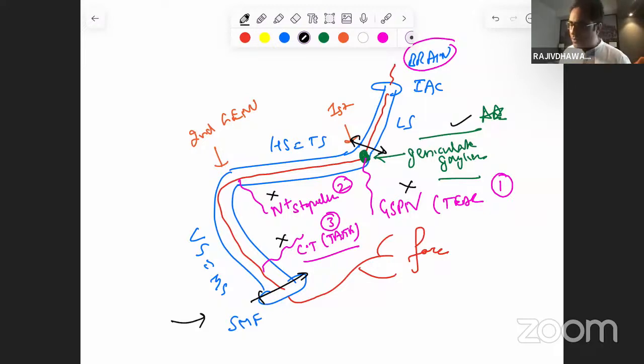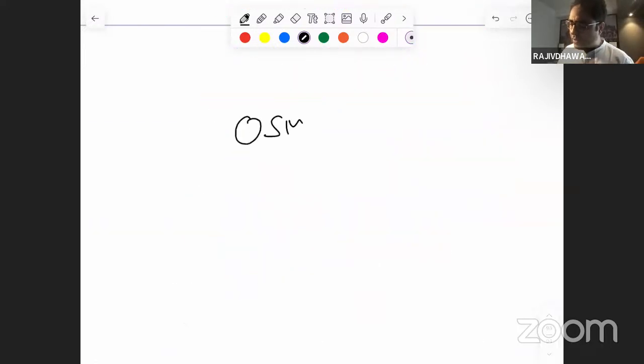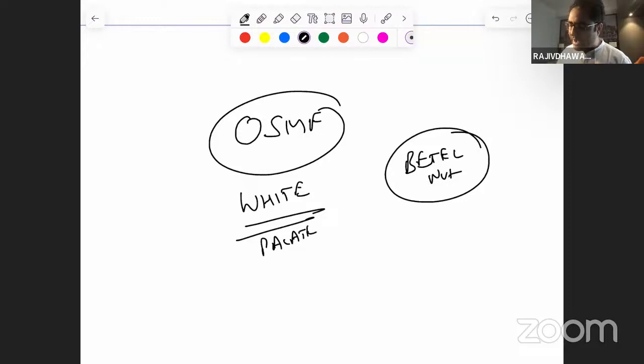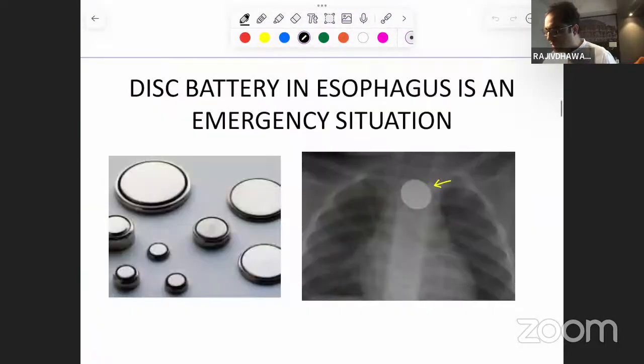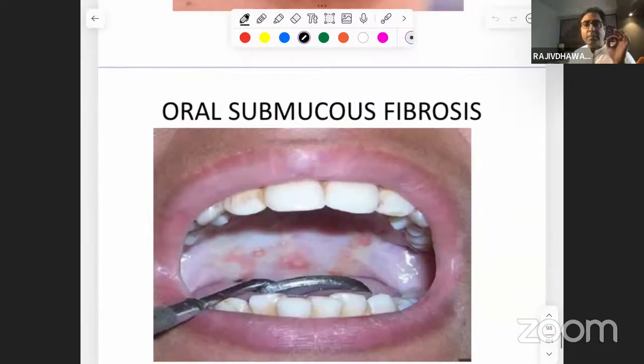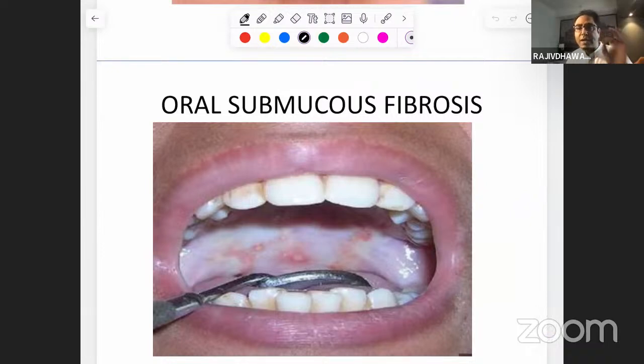OSMF, beta, oral submucous fibrosis. Whenever you see a white palate in a tobacco chewer or a betel nut or areca nut, supari chewer, a white palate is oral submucous fibrosis, beta. This is a pre-malignant condition of the oral cavity. Don't forget this picture, beta. This is a very likely question. The tobacco chewer, the betel nut chewer with the white palate, it's oral submucous fibrosis. The patient has trismus. So a tobacco chewer with trismus, with burning in the mouth, with a white palate is oral submucous fibrosis. It's a pre-malignant condition, beta.